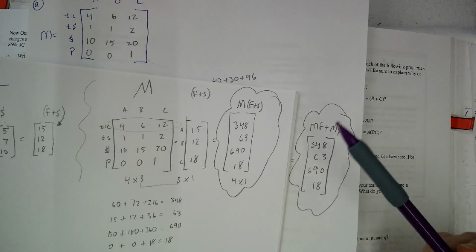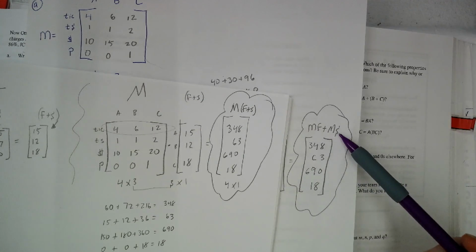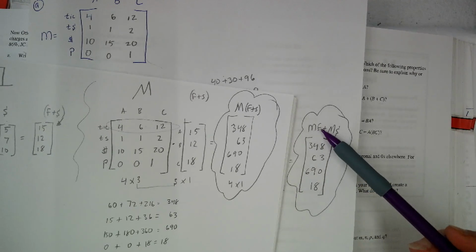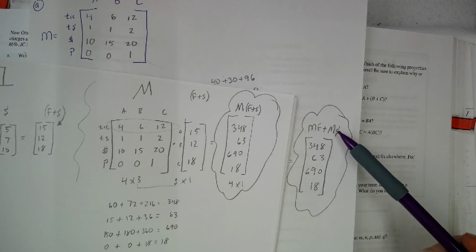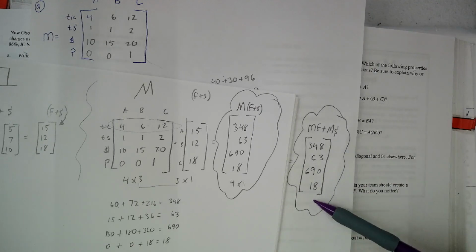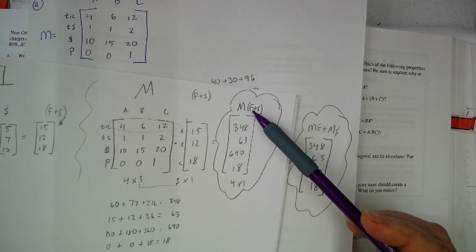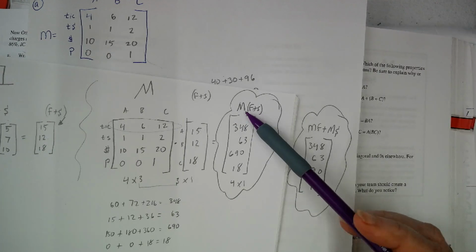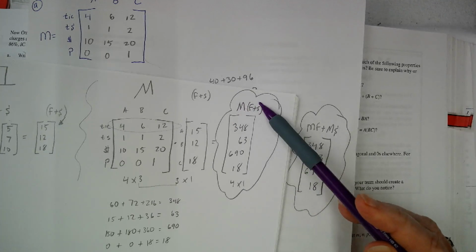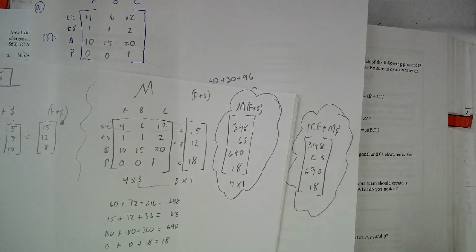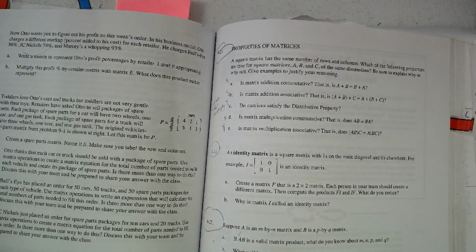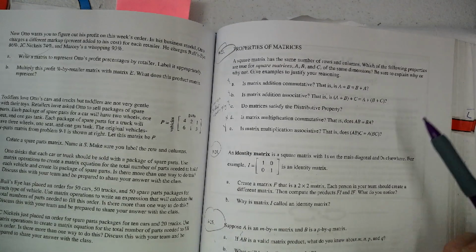So we had M times F plus M times S. Like we did the big matrix times little f plus a big matrix times little s. And then we added them together, and we got the same exact thing as if we just add the f and s together first and then multiply by the big matrix. And you can hopefully see that that looks distributive, and it's true for the square matrices. So matrices satisfy the distributive property.